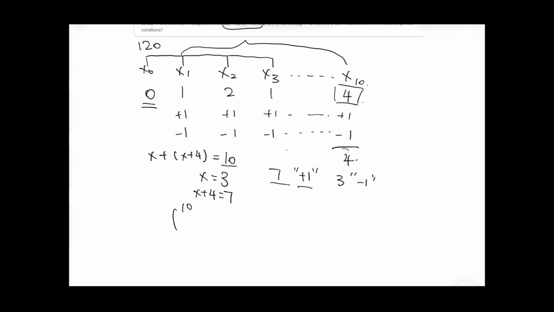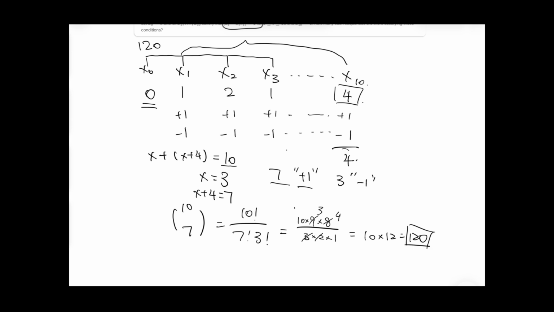So that's 10 choose 7, which is 10 factorial over 7 factorial times 3 factorial, which happens to be 10 times 9 times 8 over 3 times 2 times 1. Cancel these out. Gives us 10 times 12, which is 120. And that's how we find our solution. It's relatively easy if you know how to do n choose k.